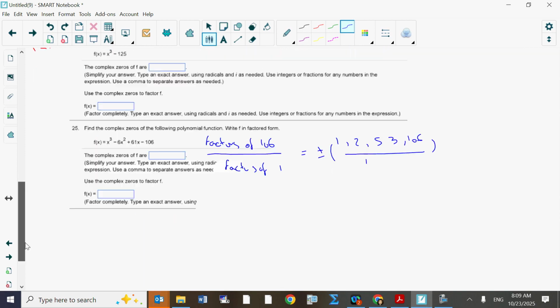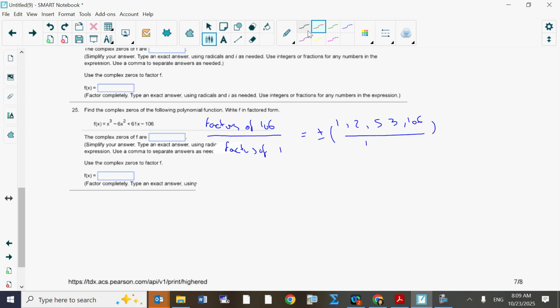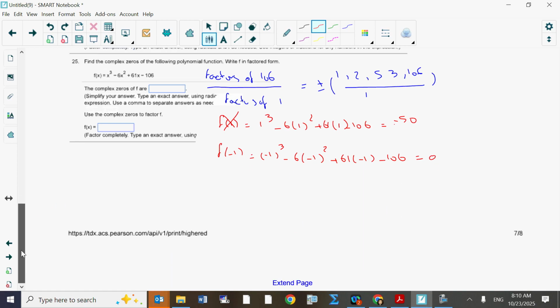Now, which ones are really acceptable as a zero of the function? So I have to try the remainder theorem again. I'm going to try f of 1: 1 to the power of 3 minus 6 times 1 squared plus 61 times 1 minus 106. The answer for f of 1 will be negative 50, so this is not a zero of the function. Now I'm going to try another one, f of negative 1. That's negative 1 to the power of 3 minus 6 times negative 1 to the power of 2 plus 61 times negative 1 minus 106. This time, f of negative 1 is 0, so that means negative 1 is a zero of the function.